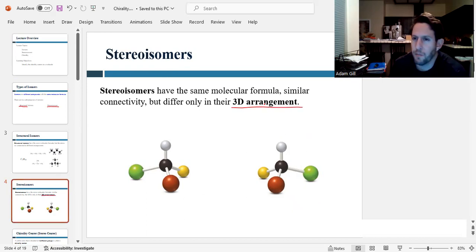And so this is a lot more subtle to notice. Now, in these two examples, we have carbon in the center here, and it's connected to white, green, red, and yellow. And in the example on the right, it's also connected to white, green, red, and yellow. But the difference is the orientation of those 4 groups around the carbon.